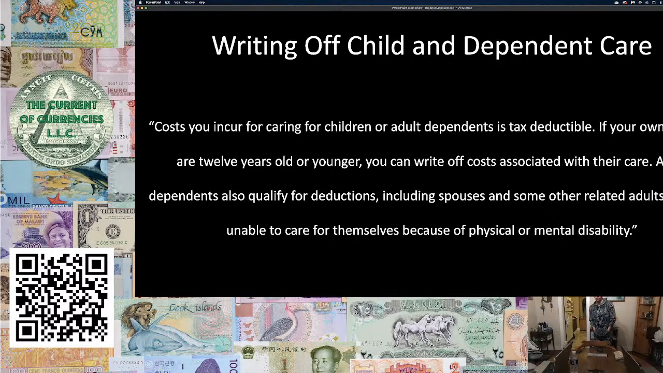Another fun fact, you can also claim your child and pay them a salary up to a certain point. I believe it's $12,800 a year for New Jersey. And that's not with this, but you can pay your child a salary and save on your taxes. Adult dependents also qualify for deductions, including spouses and some other related adults who are unable to care for themselves because of physical or mental disability.